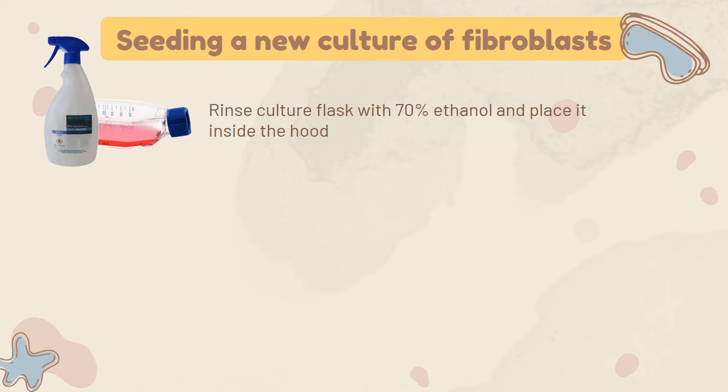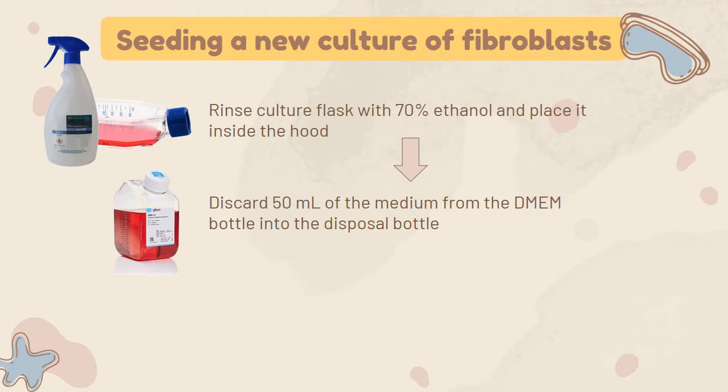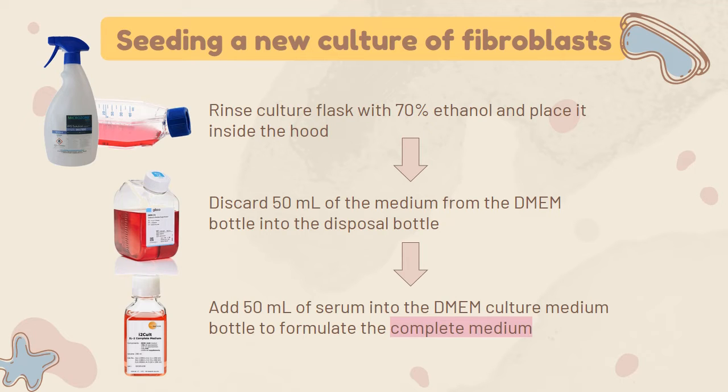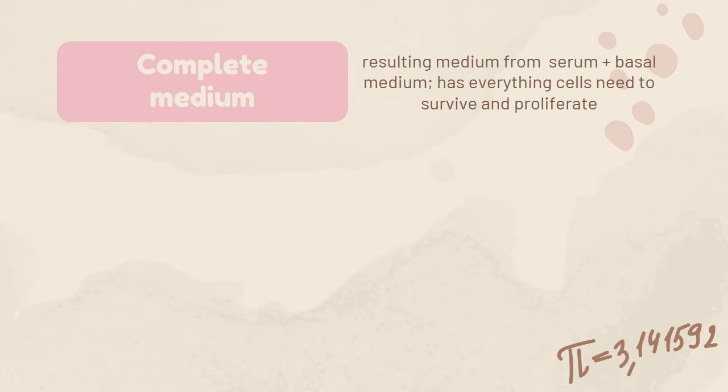The first step in seeding a new culture of fibroblasts was to rinse the culture flask with 70% ethanol and place it inside the hood. Next, using a serological pipette and a pipette controller, discard 50 ml of the medium from the DMEM bottle into the disposal bottle. Next was to add 50 ml of serum into the DMEM culture medium bottle to formulate the complete medium. The complete medium is a resulting medium from combining serum and basal medium.